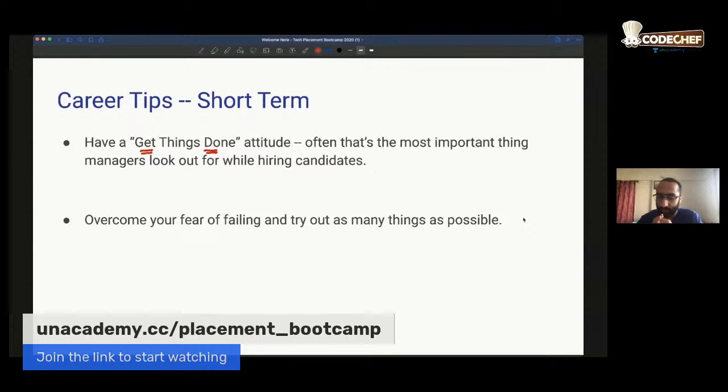A lot of times we tend to think, okay, I'm not good in, say, backend programming, I'm not good in web development, or I don't like web development, or I don't like this, I don't like that. I would say get over this kind of attitude. This is not going to help you in the short term. Do what is needed, learn new things, and just get things done.